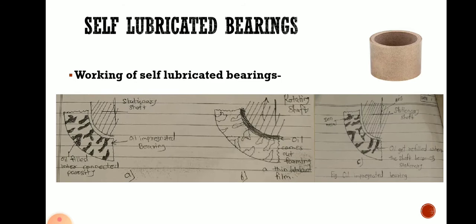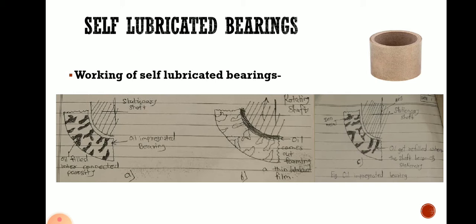So firstly we will start with the self-lubricated bearing. In this video we will see this in detail. Firstly we will start with the working of the self-lubricated bearing. The bearing prepared by a powder metallurgy process is also called a sintered self-lubricated bearing, which has pores and lubricating material inside these pores.